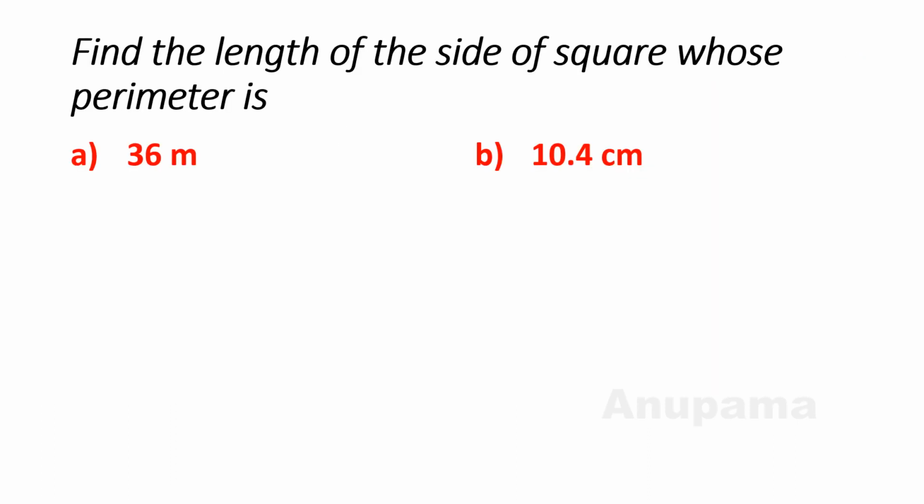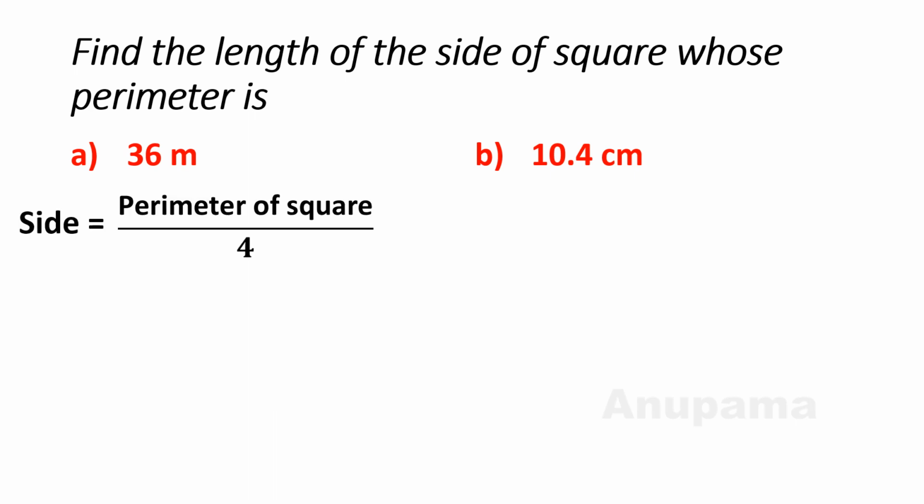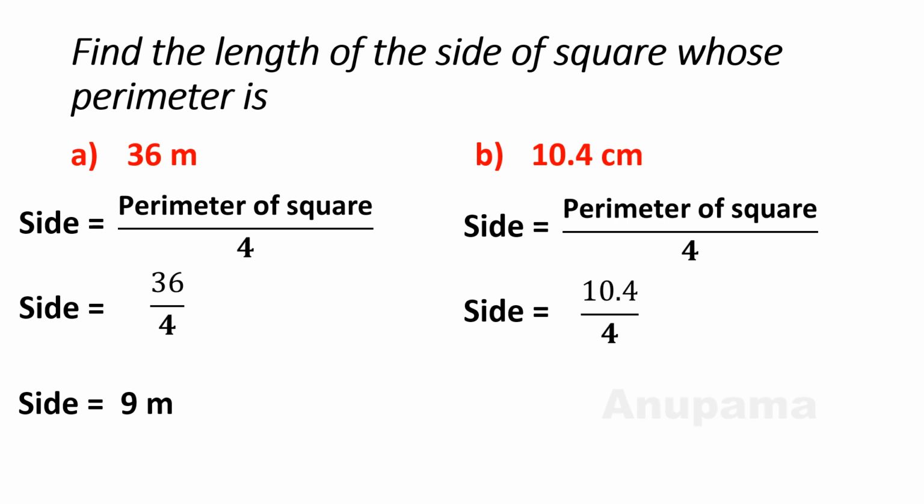Let us find the side of a square with the help of this formula when the perimeter is given. Here is one question where the perimeter is 36 meter for a square. So you know the formula we have already derived: perimeter of a square divided by 4. Let us divide this perimeter by 4, and what will you get? The side of the square is 9 meter. In a similar way for this square also, side equals 10.4 divided by 4, which equals 2.6 centimeter.